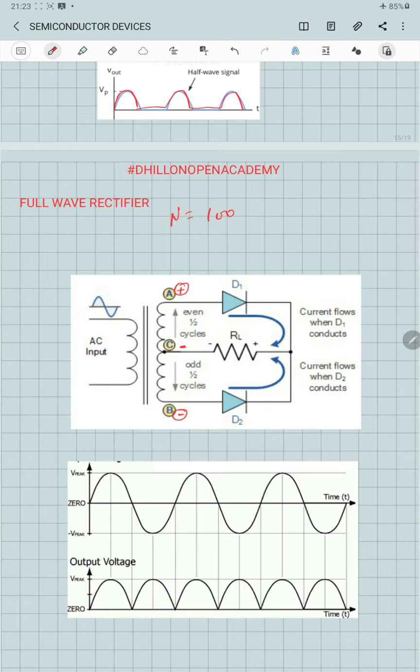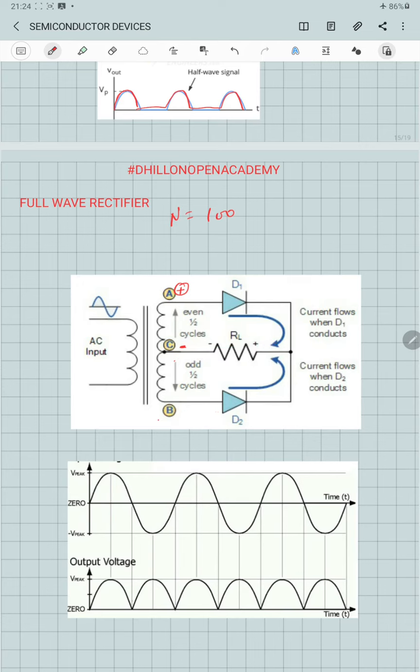So in this case, for the diode D1, the positive terminal is connected with the positive at the point A. The negative terminal of the diode D1 through the load resistance RL is connected with the point C. This makes diode D1 get forward biased. But for diode D2, its positive terminal is connected with the negative terminal at the point B, whereas its negative terminal is connected through the load resistance RL with the point C. Reverse biasing of the diode D2 takes place.